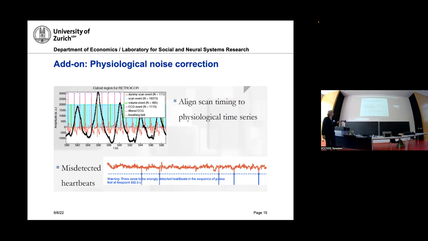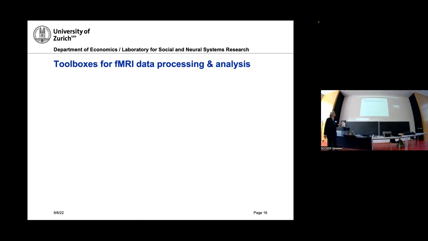And also, you can misdetect heartbeats, right? So you say that's a heartbeat, but it's not. And then you might take out real data from your fMRI data, just because this algorithm is not working properly.